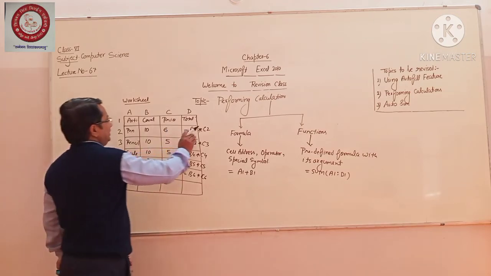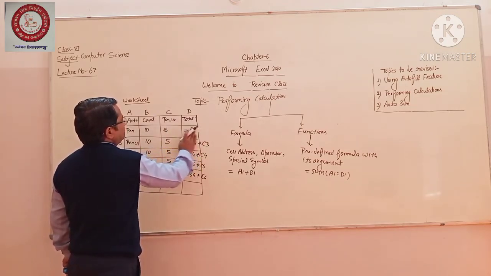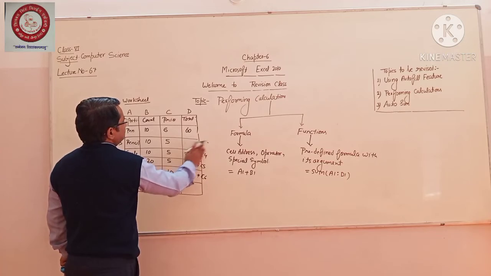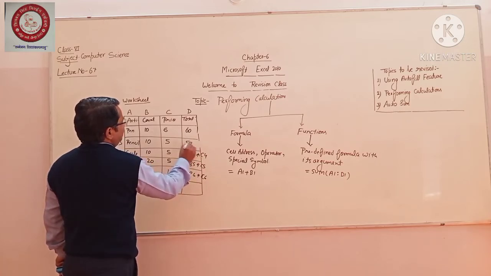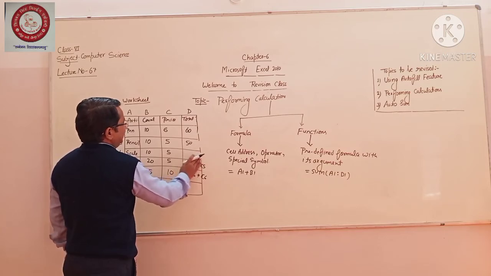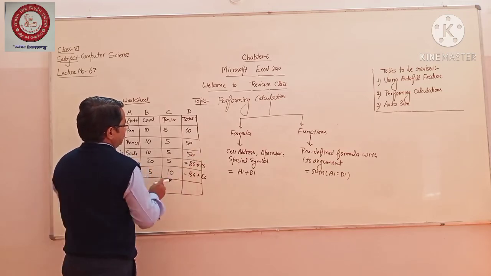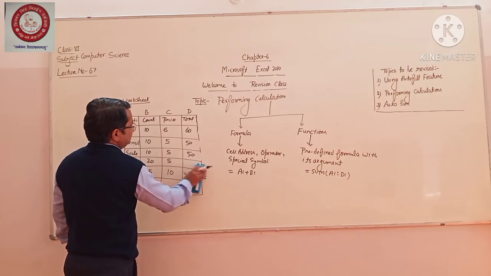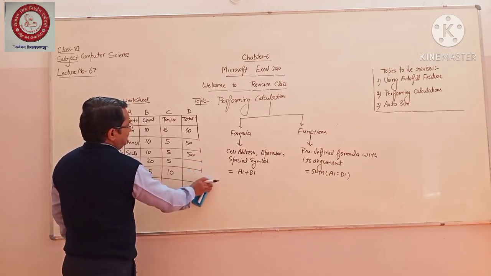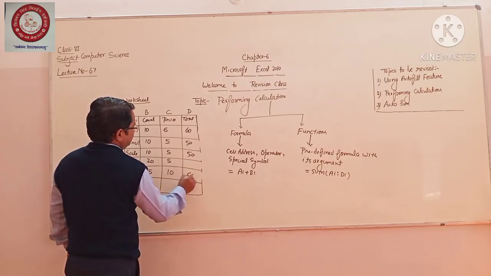Now, once you press the enter button, then you will get 60, and here you will get 50. And here what you do? You will get also 50. And once it is done, automatically it will appear like this.